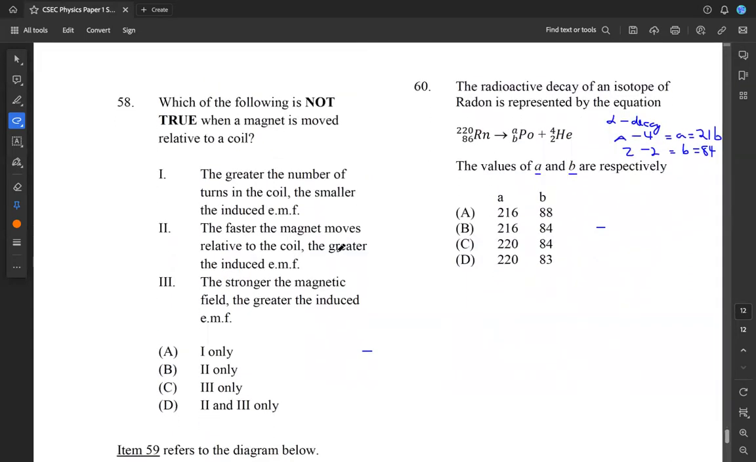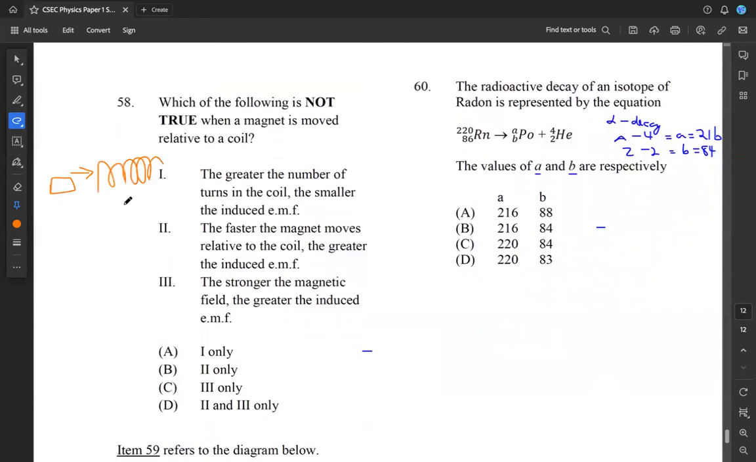Which of the following is not true when a magnet is moved relative to a coil, right? So we have our magnet and we have our coil, right? And so we can move it in and out, in and out, in and out. That's the basis of electromagnetic induction, right?